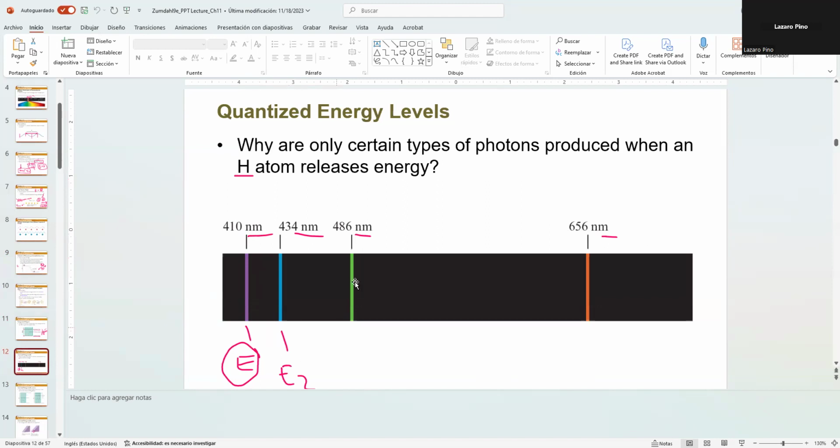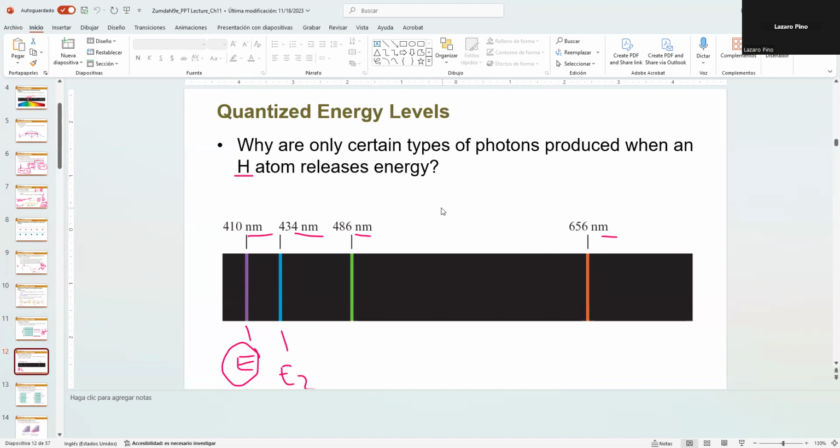The energy levels of the electrons in an atom are quantized. It means that the electrons cannot go wherever they want. They can go from the ground state to an excited energy level. For example, here the electron can jump from this state to this state, or to this state, or to this state.